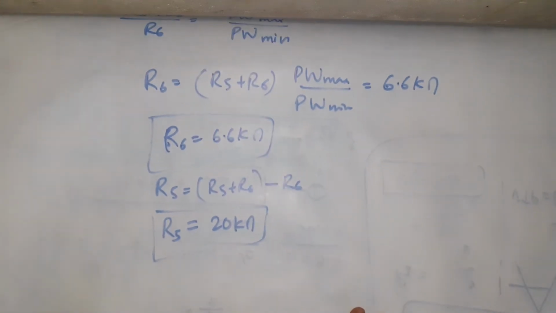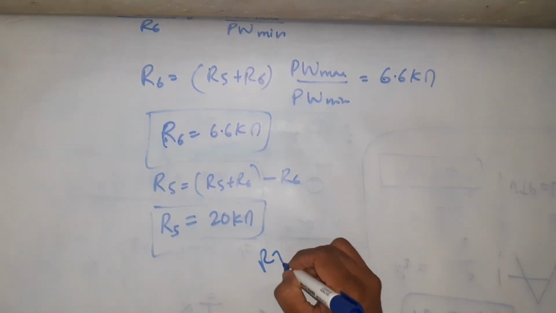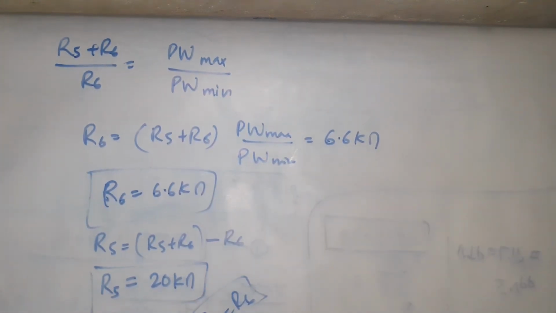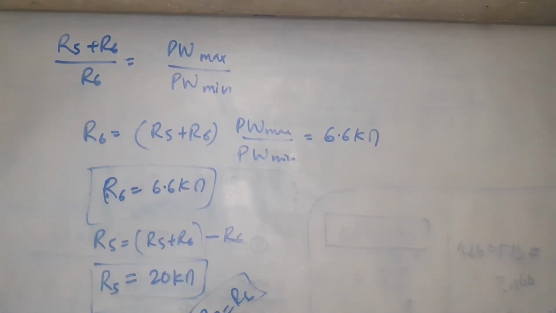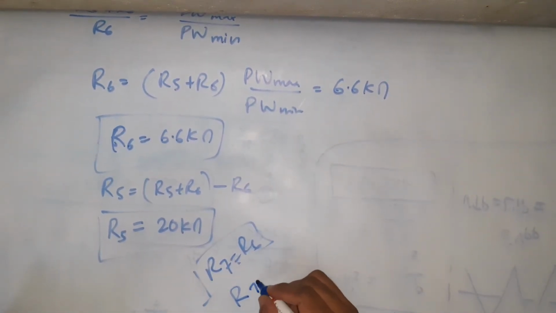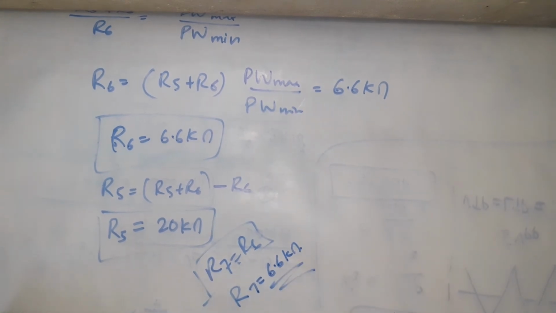Now you may be thinking, what about R7? We have one more resistor, R7. R7 will be equal to R6, same. This will end your problem here. That is, R7 equal to 6.6 kilo ohms. Thank you.